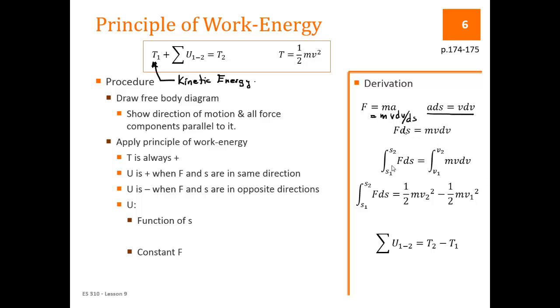Now we integrate this from S1 to S2. Those are our two positions. As we go from S1 to S2, we're also going to change our velocity from V1 to V2. So we're integrating both sides, and we get the integral of F ds, which is called the work, right, by our definition on the previous slide, is equal to 1/2 m v2 squared minus 1/2 m v1 squared. Well, T is 1/2 m v squared, so this is T2 minus T1. And that is where our principle of work energy comes from.